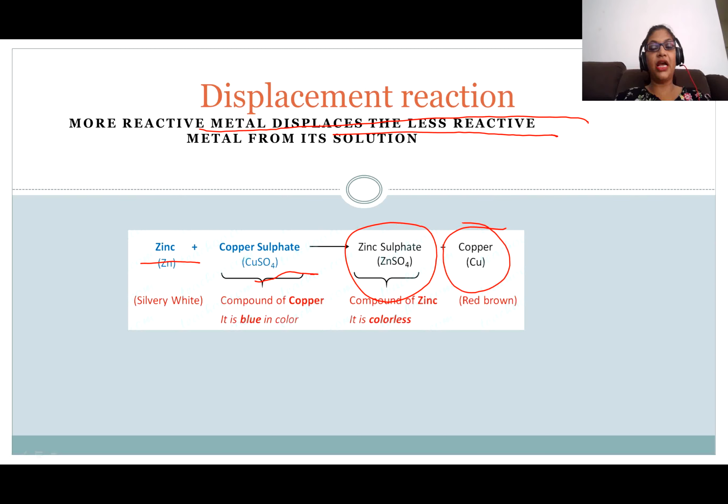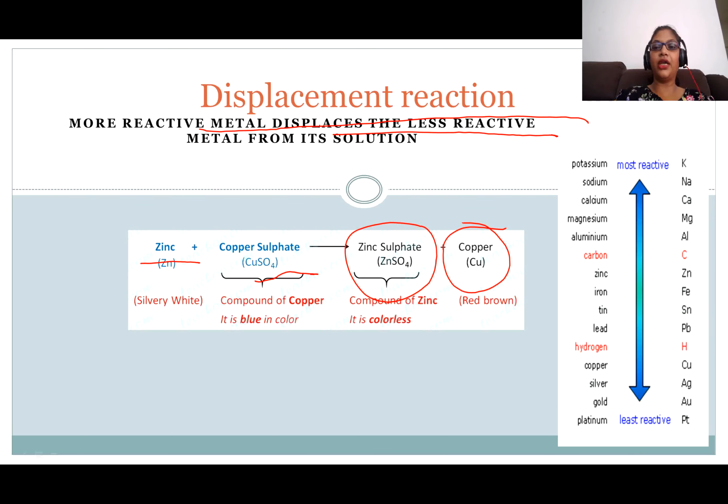But whether this reaction will take place or not, how will you identify that? You have to refer again to the reactivity series here. Now we can see zinc is above copper. So zinc is more reactive than copper. So what can happen? Zinc can displace copper easily from its solution. So zinc will kick off copper and combine with the sulfate, leaving copper behind.